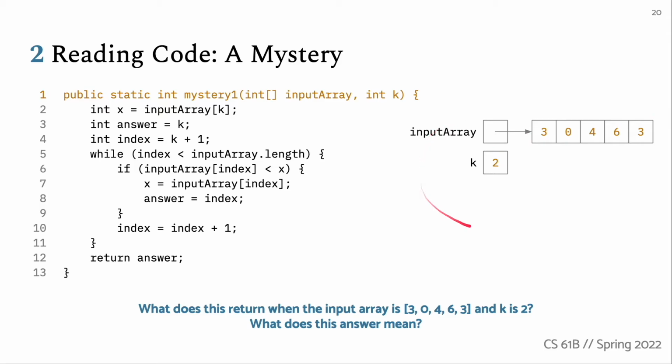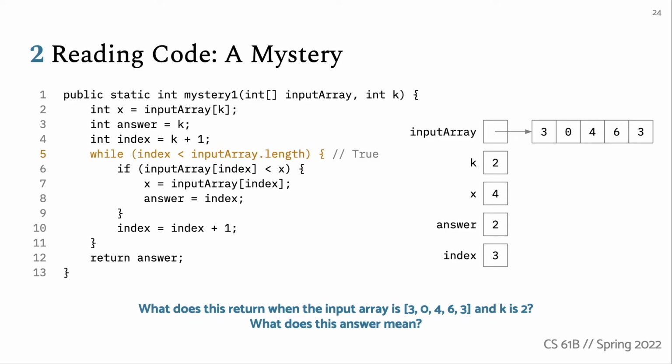So I have this set up with the given input and k, and let's go through it. First we're going to set x to be equal to inputArray[k]. So k is 2. Arrays are 0-indexed, so 0, 1, 2, that gives us 4. Next we have answer equal to k. That just means that answer is going to be also 2. And then we have index is equal to k plus 1, which is 3.